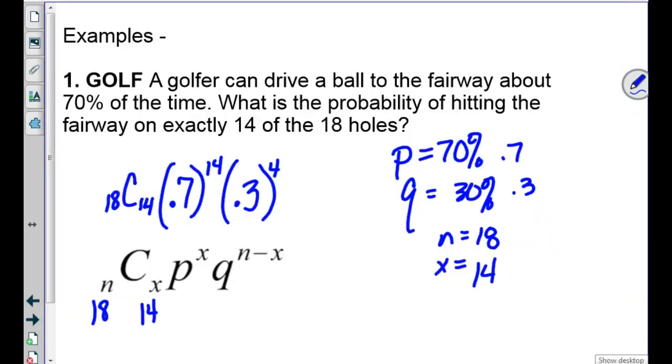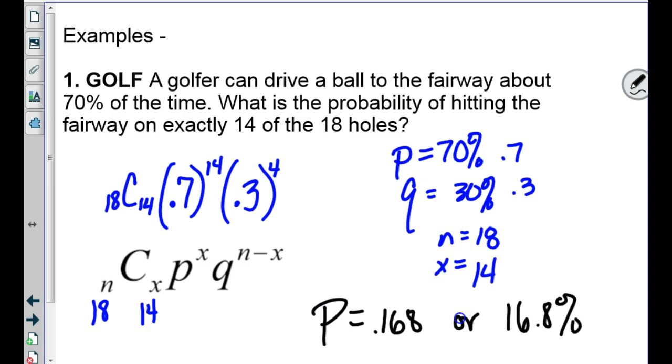So the probability is what, 16.8? Is that what we got, guys? So you could answer the probability is either 0.168 or 16.8%. That's the probability that we would hit exactly 14 of 18.